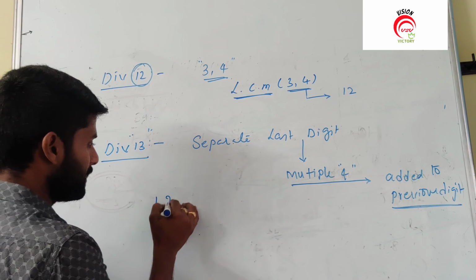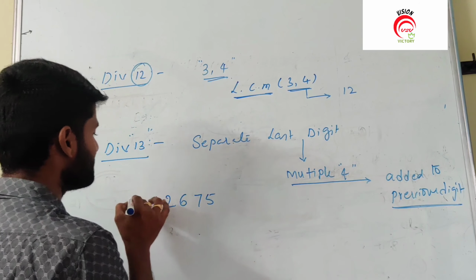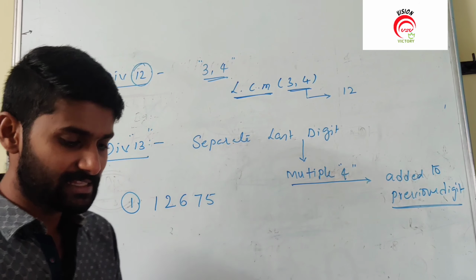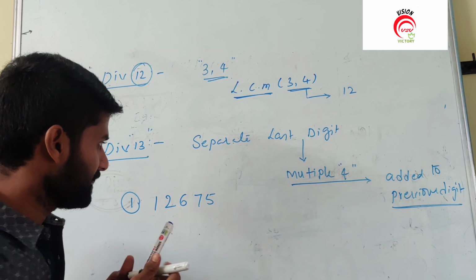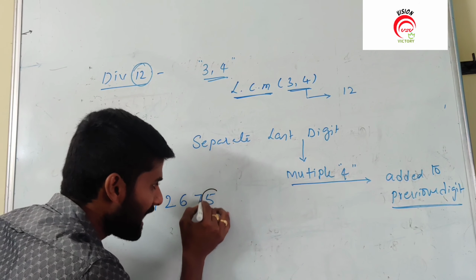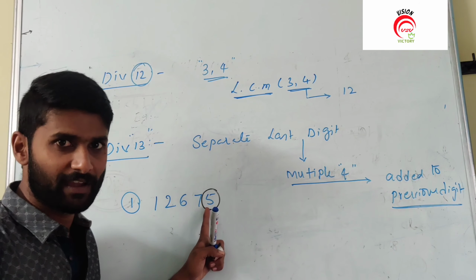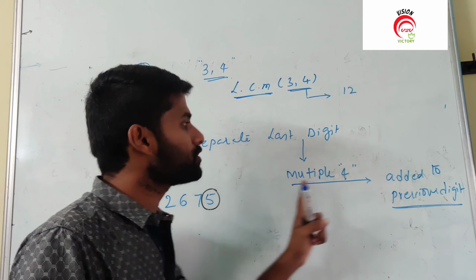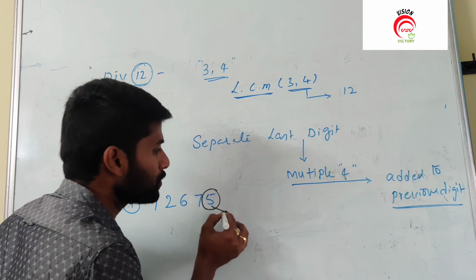See, 1, 2, 6, 7, 5. He said, is it divisible by 13 or not? Okay, see, according to the rule, focus on the last digit. What is the last digit here? 5. This number we should multiply by 4. So 5 fours are how much? 20.